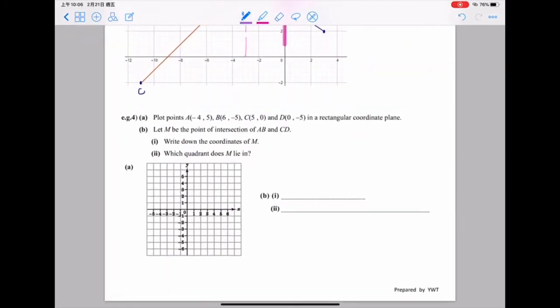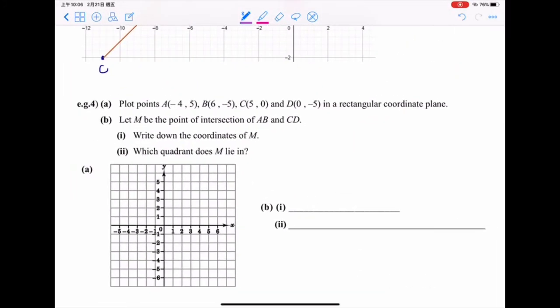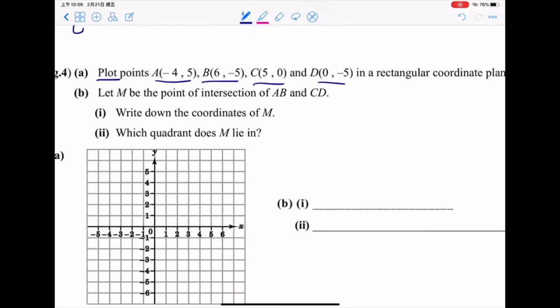Last one today. Maybe you pause here and try example 4 for yourself. I think you should be able to if you understand all that I've been talking about. If not, just keep going and follow me. So first, plot. -4, 5, 6, -5, 5, 0. Be careful on C. 5, 0 means it lies on the x-axis. Finally, D lies on the y-axis, 0, -5 here.